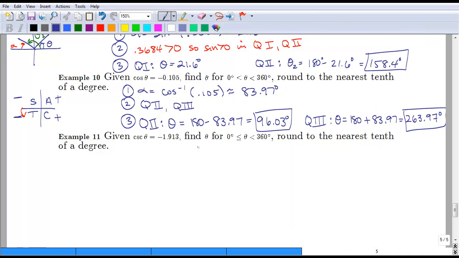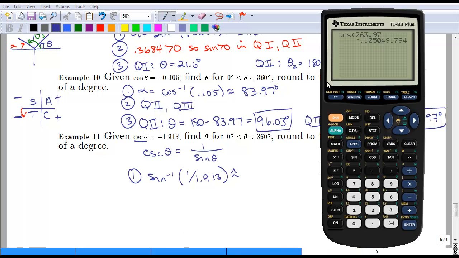So I'm going to do one more example here with you, and then we are going to have you work on one on your own. This last one deals with cosecant, and remember that cosecant of theta is the reciprocal of sine theta. So we're going to need to use sine inverse on this one. So first step is going to be sine inverse, and then we take the reciprocal of this, and we still take the positive value, so 1.913 is positive.